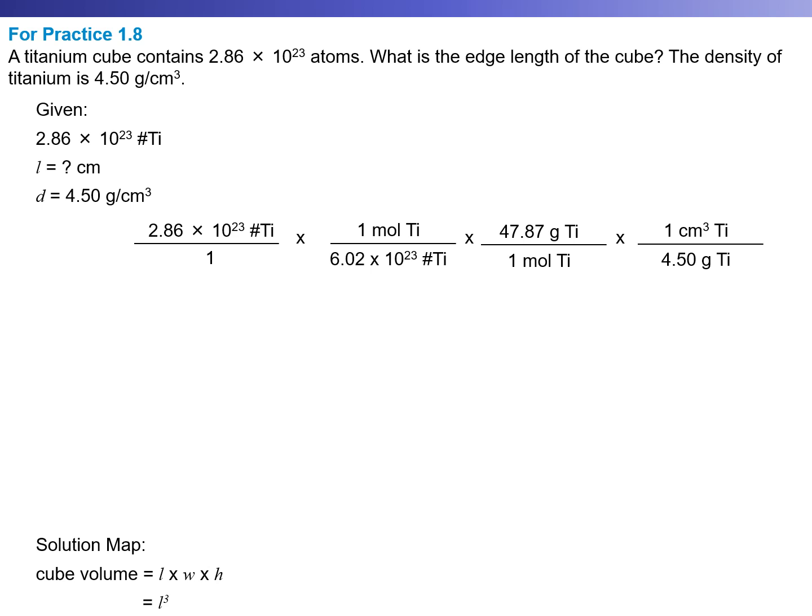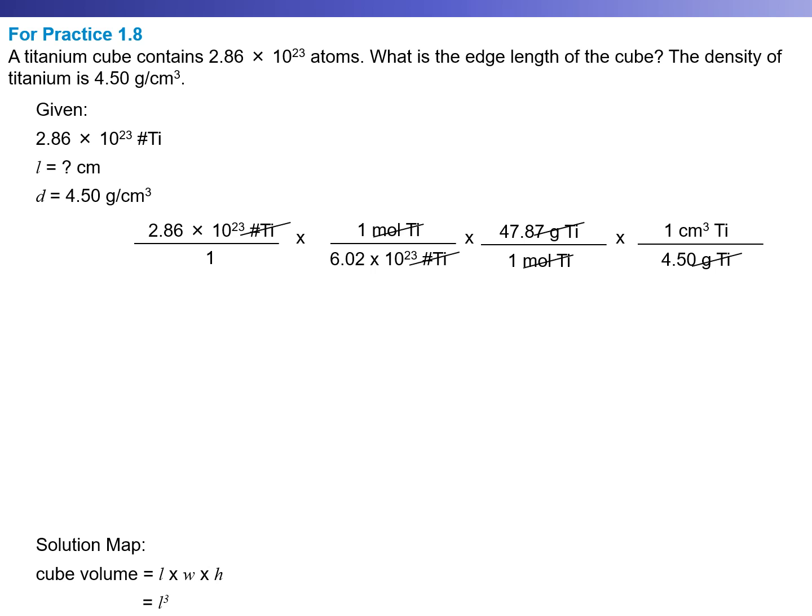So if I look at my first and my second numbers here, I can see that I have number of titanium atoms on the bottom here and on the top there, so that's good. If I compare my second and third values, I can see that I have moles of titanium on the bottom and the top, so those cancel out. And if I look at what I've got in my third and my fourth values, I've got grams of titanium on the bottom and grams of titanium on the top. The only units left are going to be cubic centimeters of titanium, which is perfect. That's exactly what I want.